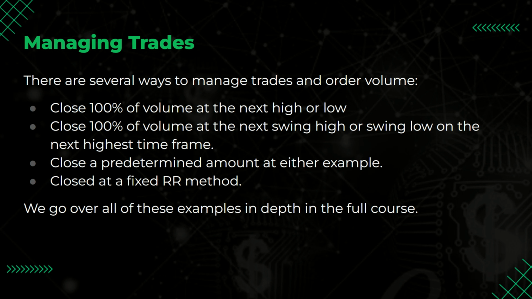Or you can close at a fixed risk to reward ratio. You can close 90% of your trade at a 1-to-5, for example, or 50% of your trade at a 1-to-4. There are many different ways, and this overview and the next video are going to show you different examples so you can apply them to your actual trade plan and use that going forward.